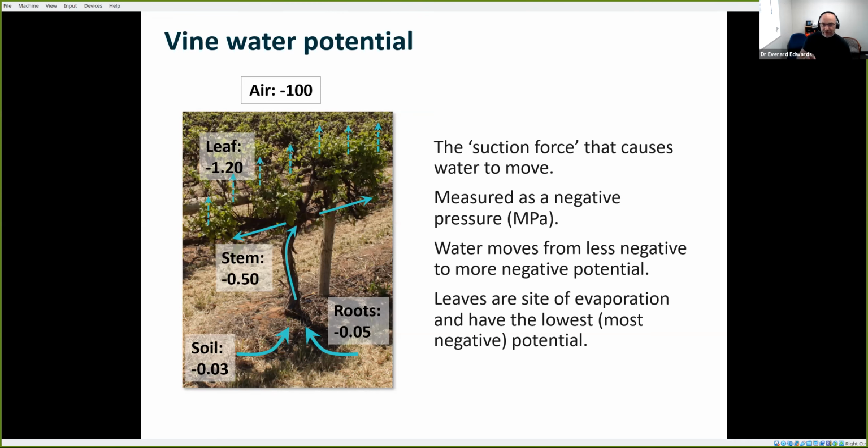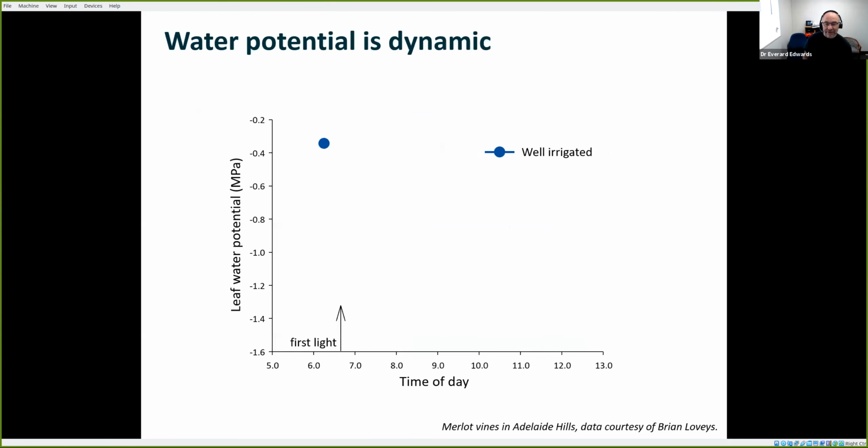But the water is only moving where there is a gradient. So the roots have to be more negative than the soil. The stem is going to be more negative than the roots, and the leaves are going to be more negative than the stem. And again, this is where the water is all leaving the plant.